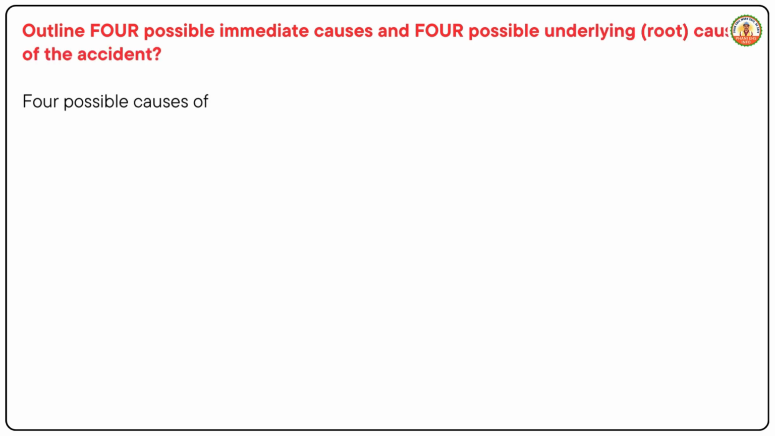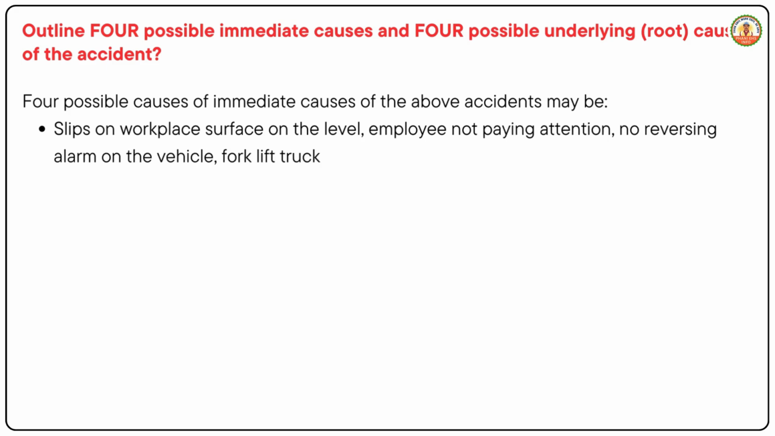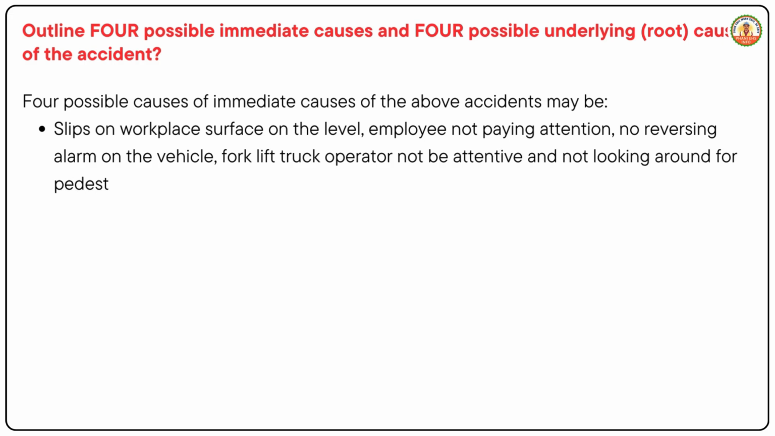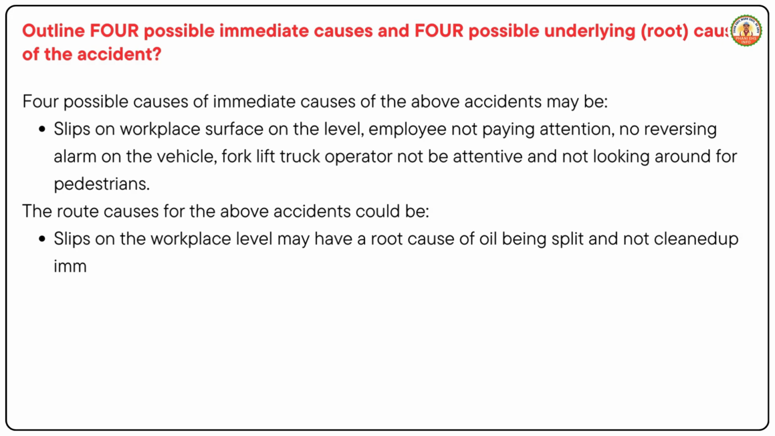4 possible immediate causes of the above accidents may be: slips on a workplace surface on the level, employee not paying attention, no reversing alarm on the vehicle, forklift truck operator not being attentive and not looking around for pedestrians. The root causes for the above accidents could be: slips on the workplace level may have a root cause of oil being spilt and not cleaned up immediately.